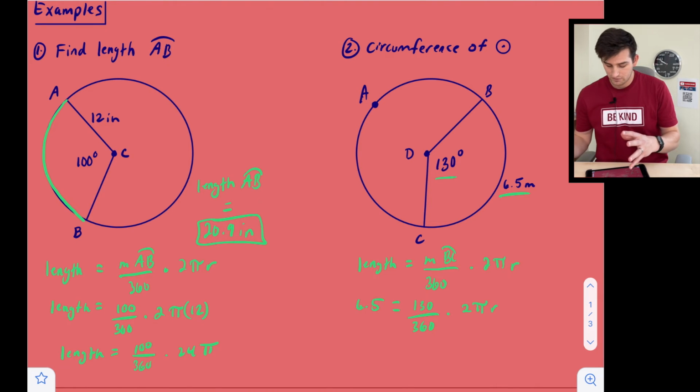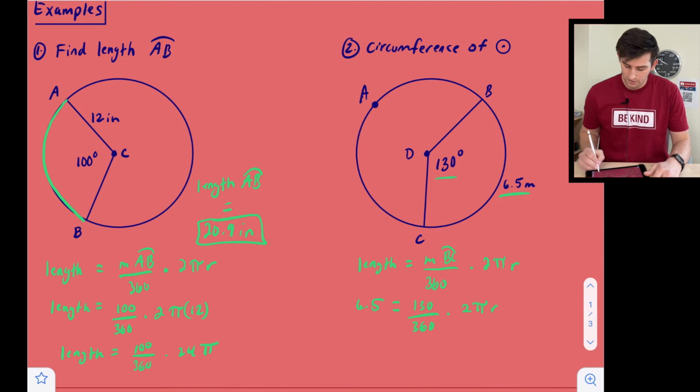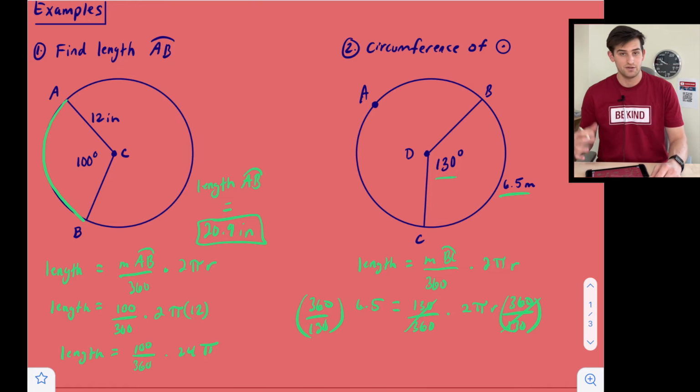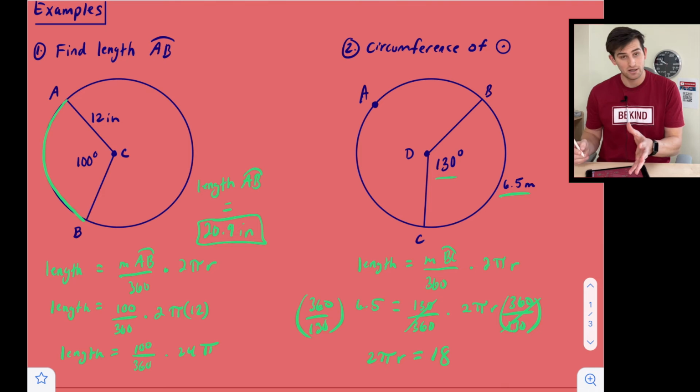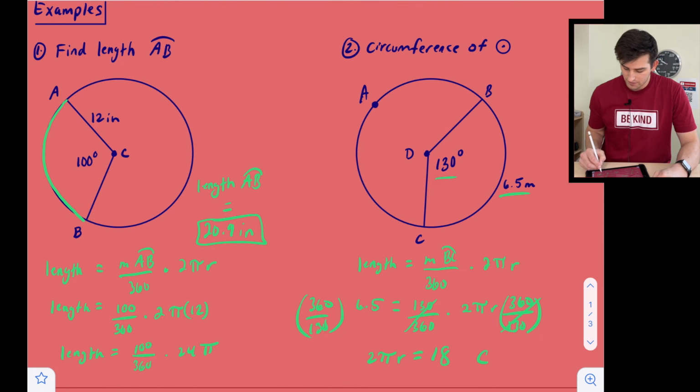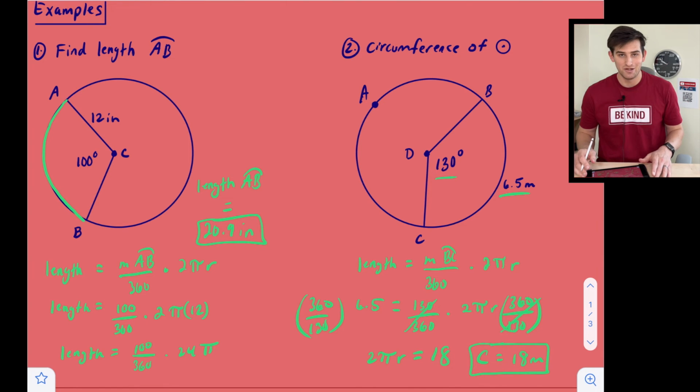Now I'm going to do 130 divided by 360, and that gives me a decimal. So that's one way we could do this. Or what we could do is multiply both sides by 360 over 130. That gets rid of 130 over 360 on the right side of my equation. So let's do 6.5 times 360 and then divide that by 130. That gives us a measure for 2 pi r, which is equal to 18. Remember, 2 pi r is the same as circumference. So the circumference is equal to 18, and our unit is meters, okay?